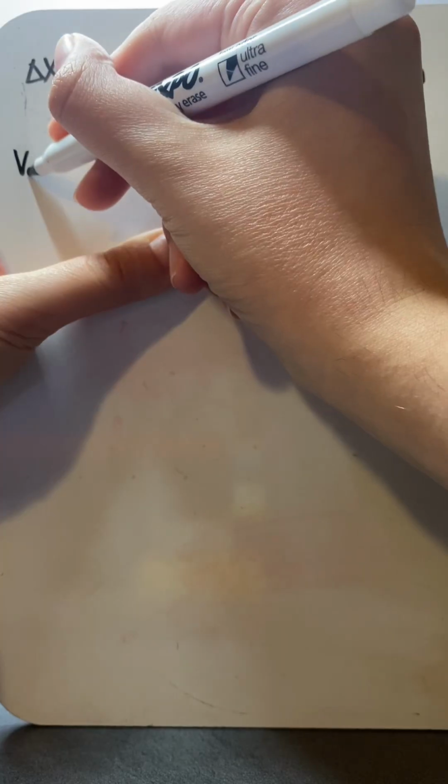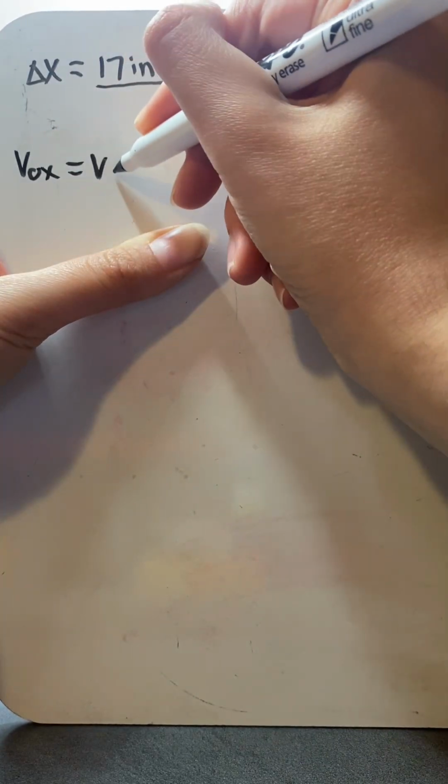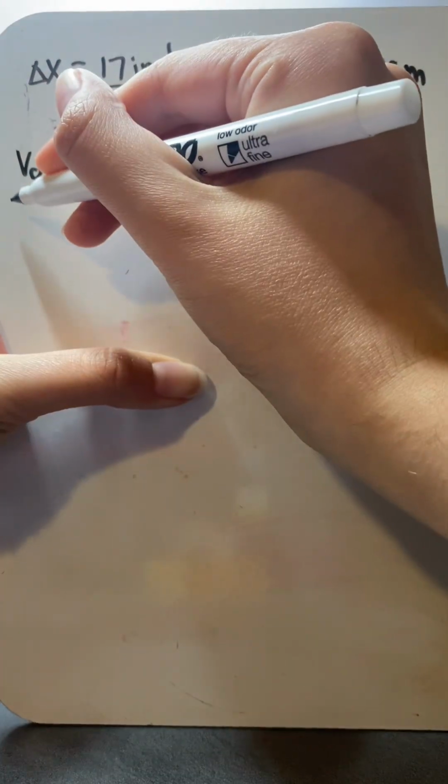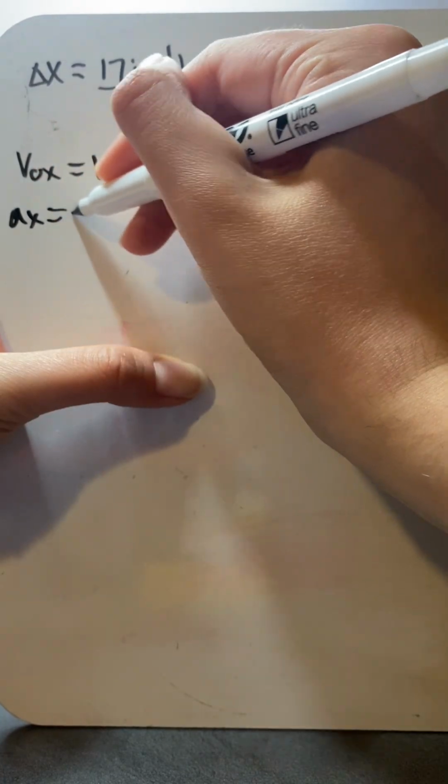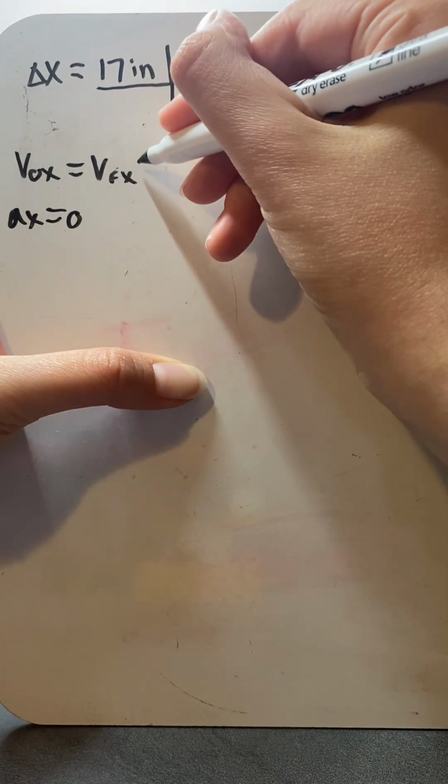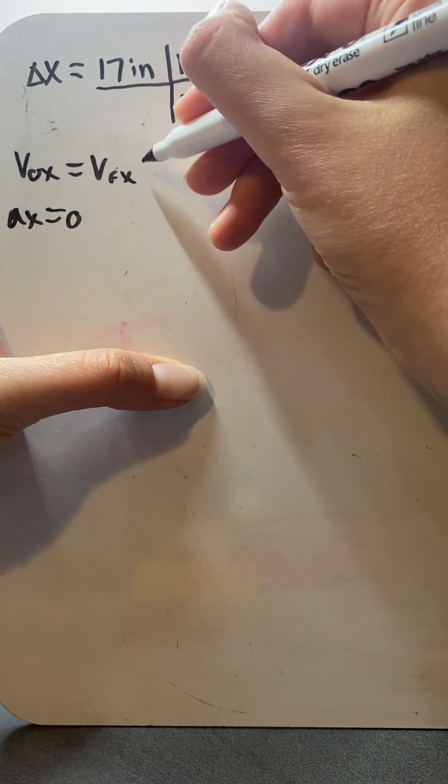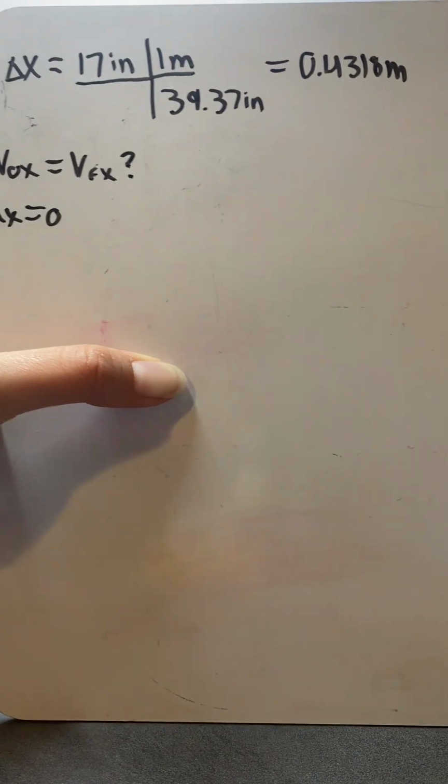The ball's acceleration in the X direction is 0, so the initial velocity and the final velocity are the same for the X direction. We are trying to find the initial velocity of the ball.